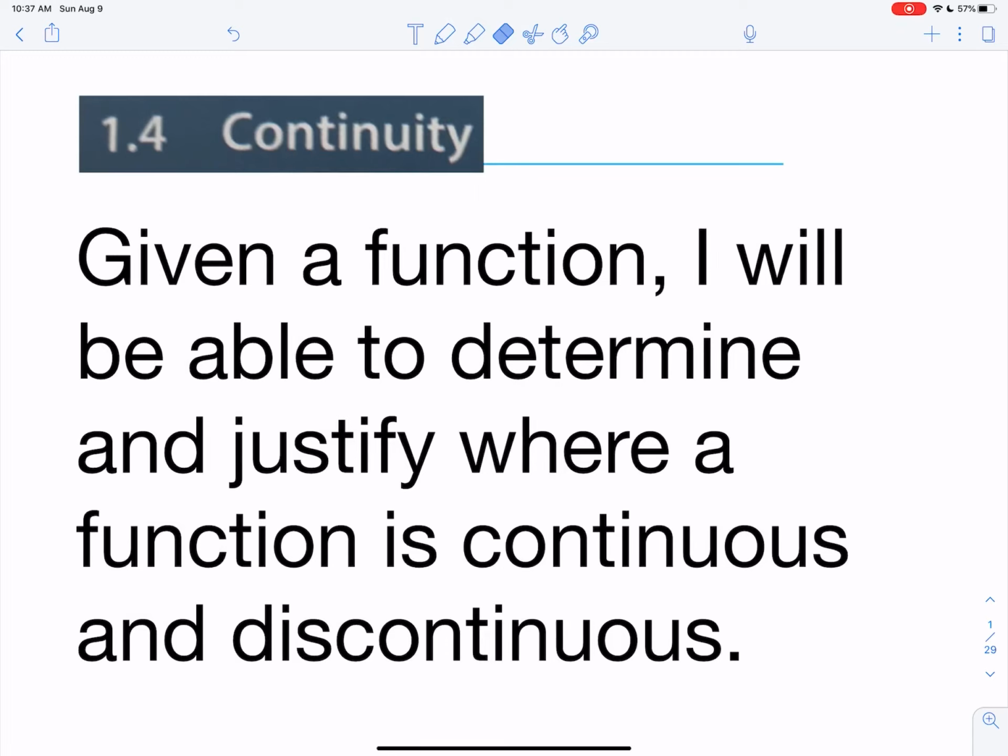Hey everyone, this is section 1.4, continuity. Okay, so here's our FLT. Given a function, I will be able to determine and justify where a function is continuous and discontinuous.